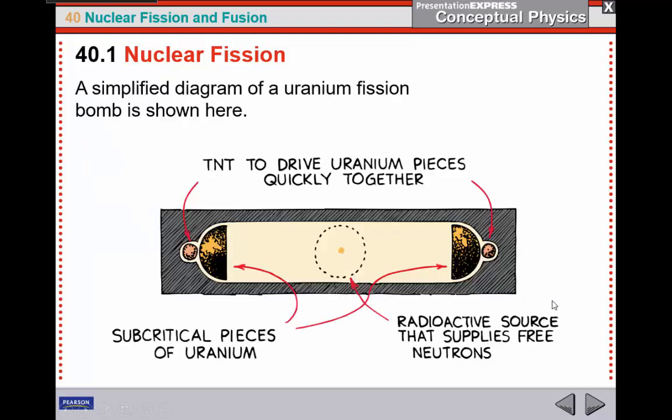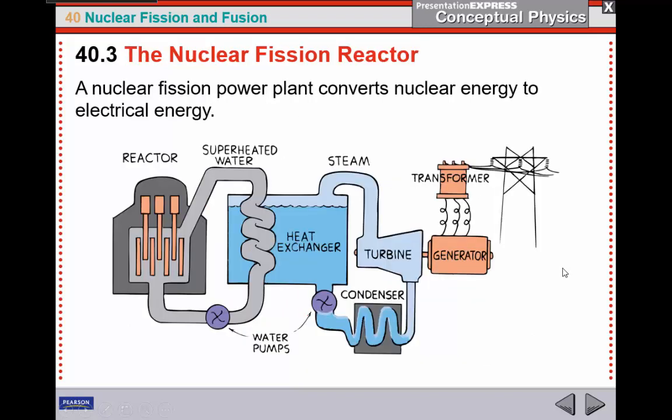All right, so looking at that, an example of a bomb, what you would do is use an explosion inside the bomb. You would fire these two half pieces of uranium together, and that will get a reaction, an uncontrolled chain reaction occurring quite quickly.